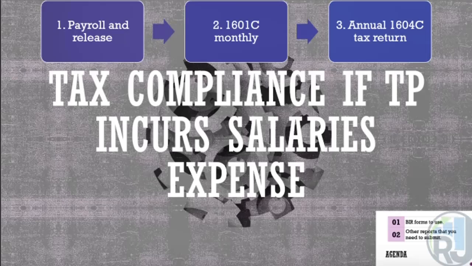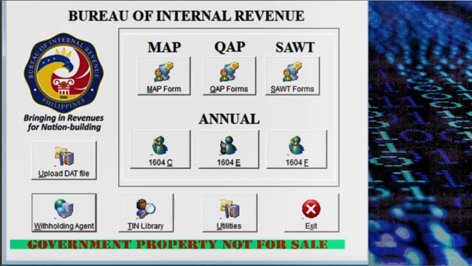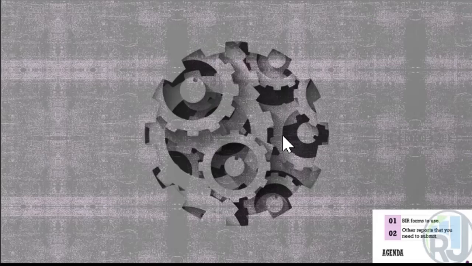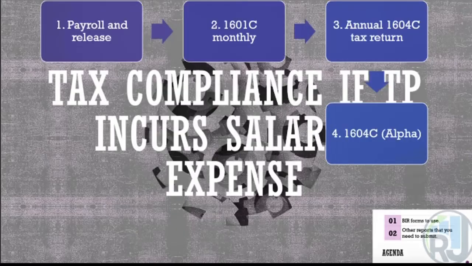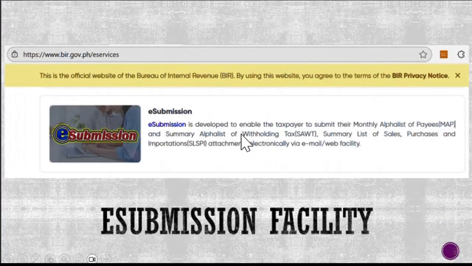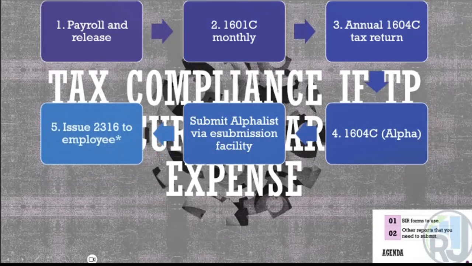The taxpayer is also required to encode all of these in the Alpha List data entry system kung saan kailangan itong i-download ng ating taxpayer. Yan. Nakita mo yung binilugan ko dyan? Diyan ka dapat mag-encode. Tapos, pagkatapos mo nang ma-encode dun sa Alpha List data entry module, saka mo na po siya isa-submit online sa BIR through the e-submission facility. So, pupunta ka dito sa website ng BIR para dito mo po ma-upload yung mga DAT files galing sa Alpha List data entry module. And then kailangan mo naman syempre mag-issue ng BIR form 2316 sa iyong mga empleyado.